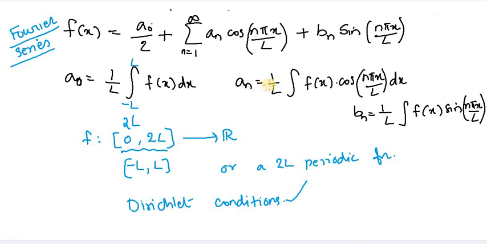And an is obtained by (1/L) ∫ from 0 to 2L, or whatever be the domain of the function, taken as the integral's limit. So an = (1/L) ∫ f(x) cos(nπx/L) dx, and bn is equal to (1/L) ∫ over the same interval. If it is minus L to L, here also everything will be from minus L to L. If it is 0 to 2L, bn also should have 0 to 2L.